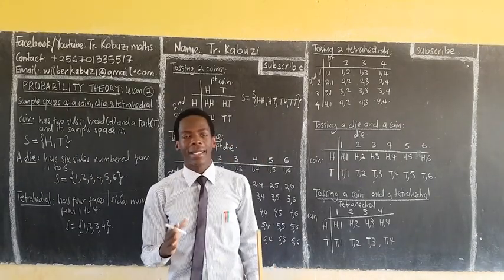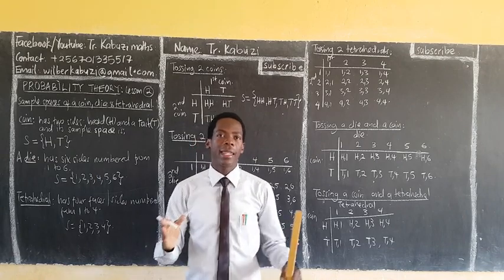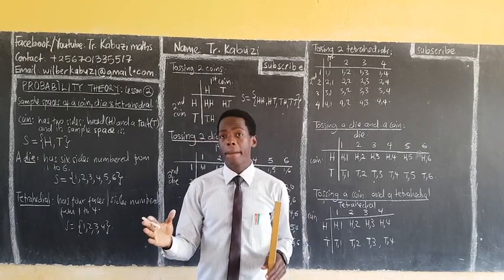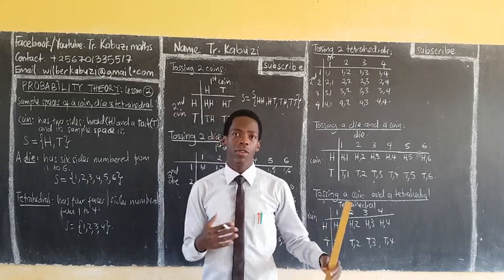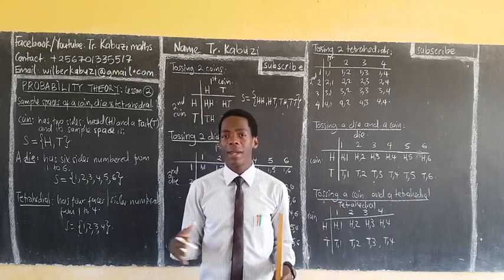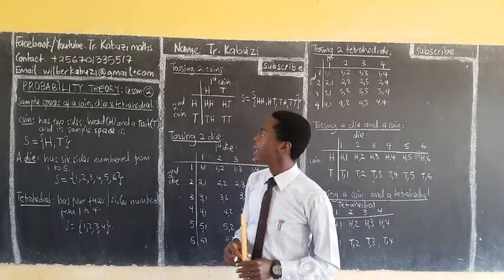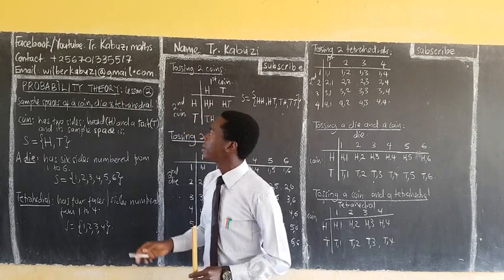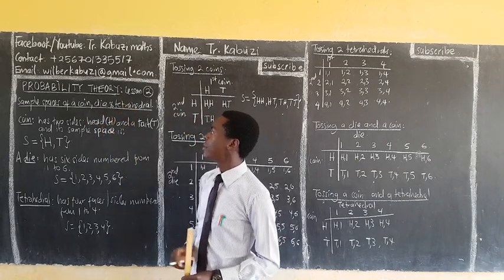Okay, so welcome members. Let us see more of probability. Now we are going to see how we write the sample space of a die, a coin, and then a tetrahedral, a pentahedral, an octahedral. It depends on the number of sides that thing has. Okay, so now we are in lesson 2: sample spaces of a coin, a die, and a tetrahedral.